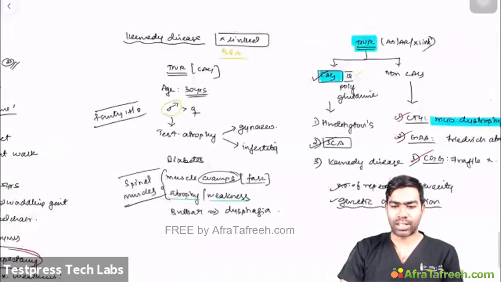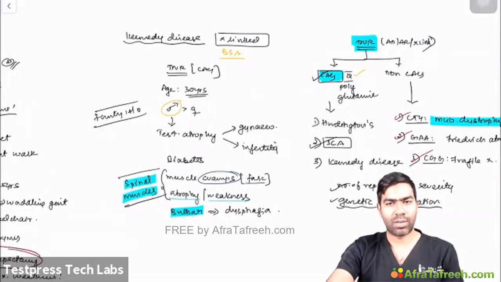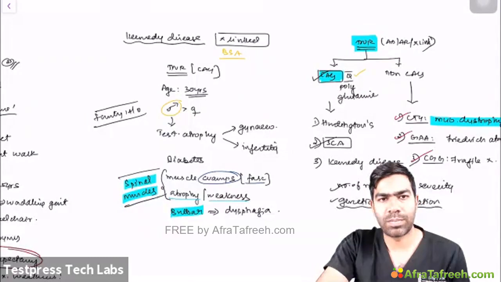That's why it's called X-linked bulbospinal atrophy, where they have bulbar weakness with spinal muscle problem. That's why it's called bulbospinal atrophy. Along with that, you will have other features like what I said. I think you must be able to get that.